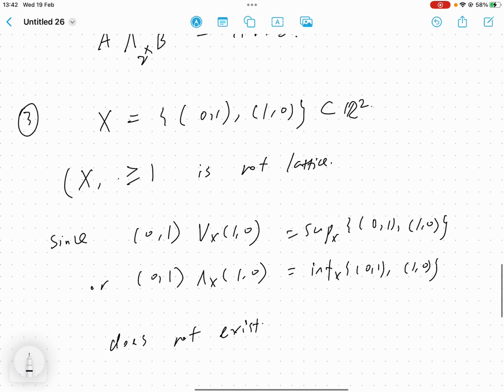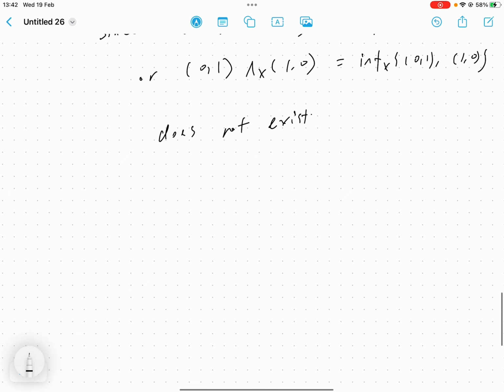All right, but if we add some elements inside of X, let's say we put maybe 2, 2 or 3, 3, and let's put a 0, 0 to the X, then this is gonna be a lattice, right? So now both of the sup and inf exist, right? Okay, good. So this is a counterexample, and then we're gonna have another counterexample, okay?